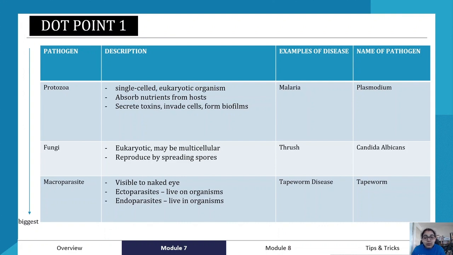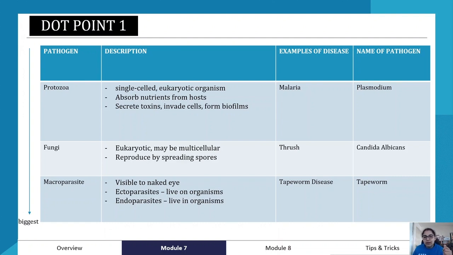Then we've got fungi, which is eukaryotic. It can be multicellular, and they spread by releasing spores. Candida albicans causes thrush. And then finally we've got macroparasites. They are visible to the naked eye. Ectoparasites are those that live on organisms, and endoparasites are those that live in organisms. And tapeworm causes tapeworm disease. So those are the examples.